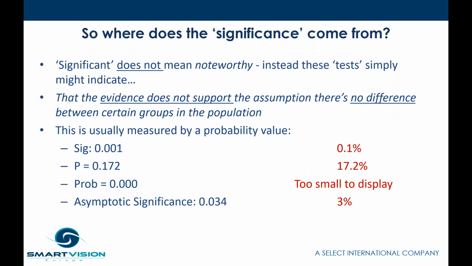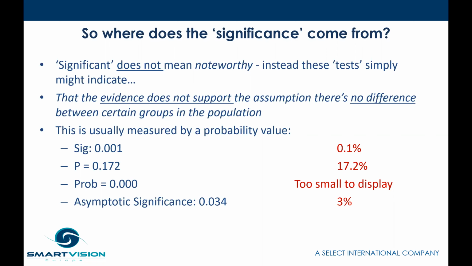So where does significance come from? Significant doesn't mean noteworthy. That's the first thing. As we said already, these tests simply indicate that the evidence does not support the assumption that there's no difference between certain groups in the population. That's what we regard as significance: when we've looked at the evidence, the notion that there's no difference between the groups in the population isn't supported by the evidence. So significance simply refers to the situation when, on balance, there's no evidence to support the idea that there's nothing going on, that there's no difference, everything's the same.